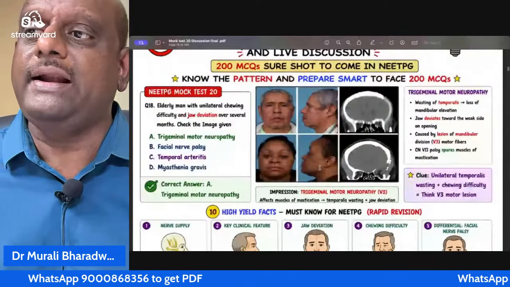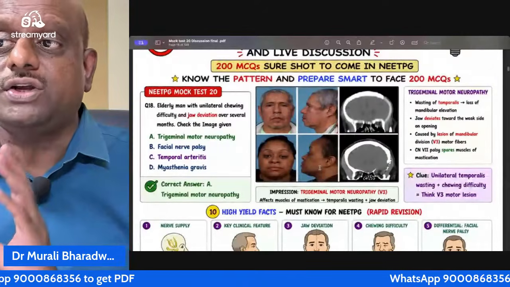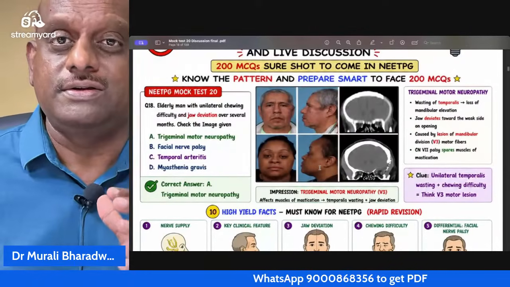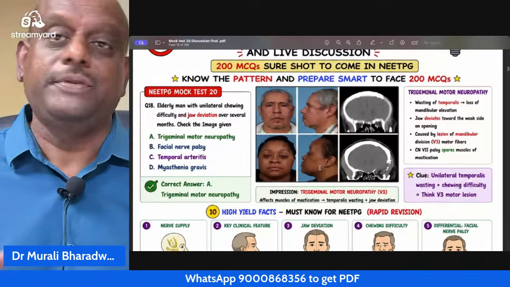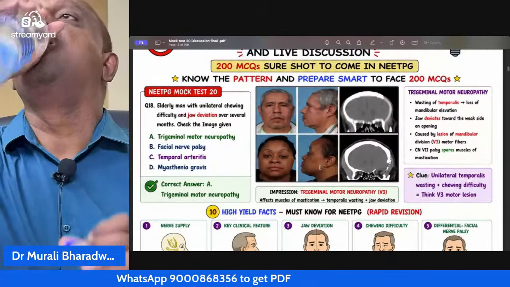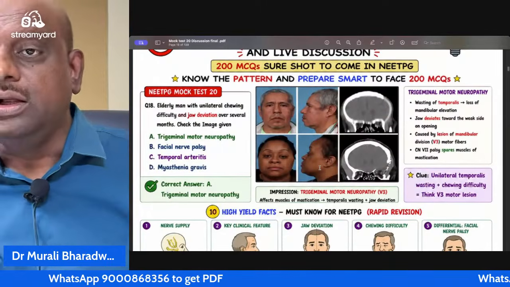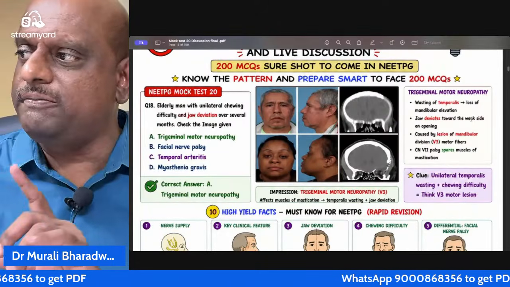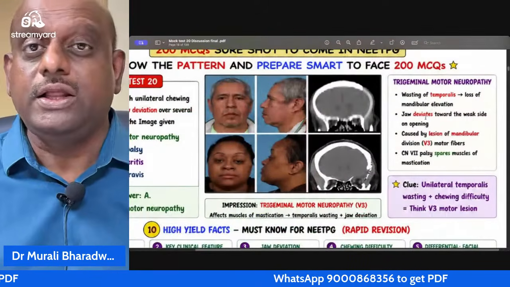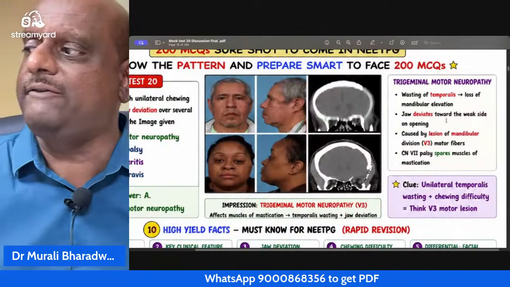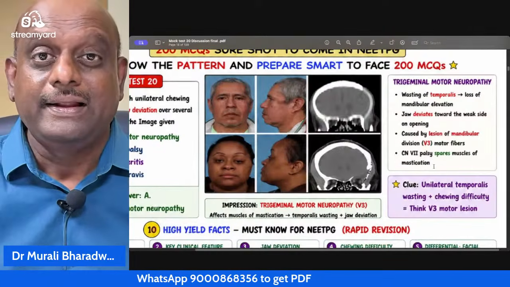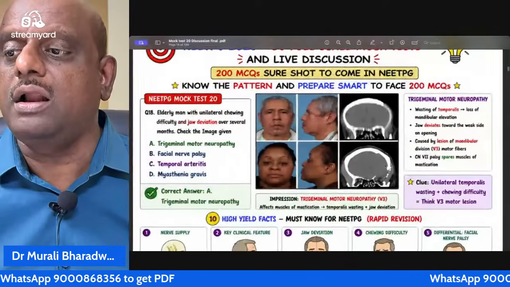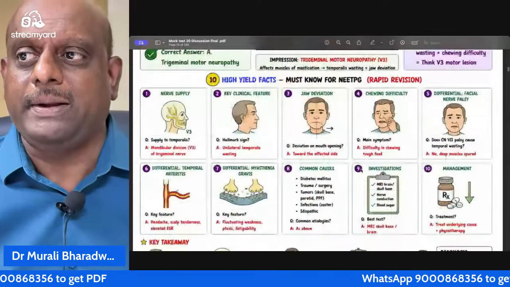Elderly man with unilateral chewing difficulty and jaw deviation over several months. So the jaw muscles are typically supplied by the trigeminal. So wasting of temporalis, loss of mandibular elevation, the jaw deviates towards the weak side on opening. So these are all the features that suggest trigeminal motor neuropathy, is what you need to remember.